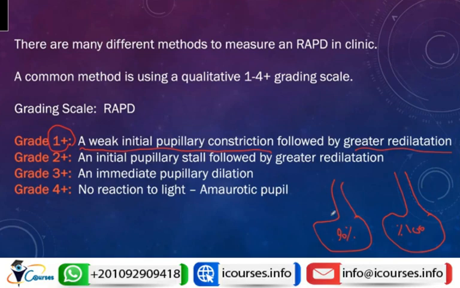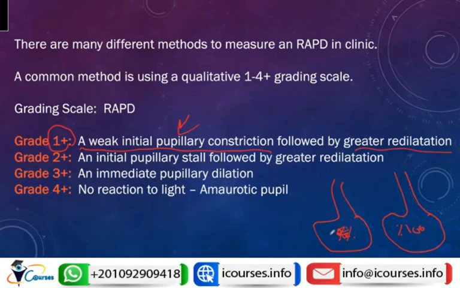Since there is a huge number of normal optic nerve fibers in this condition, there will be some initial constriction. But eventually, the dilatation effect of the left eye will overcome the constriction effect of the right eye, so this will lead to redilatation and relative afferent pupillary defect.